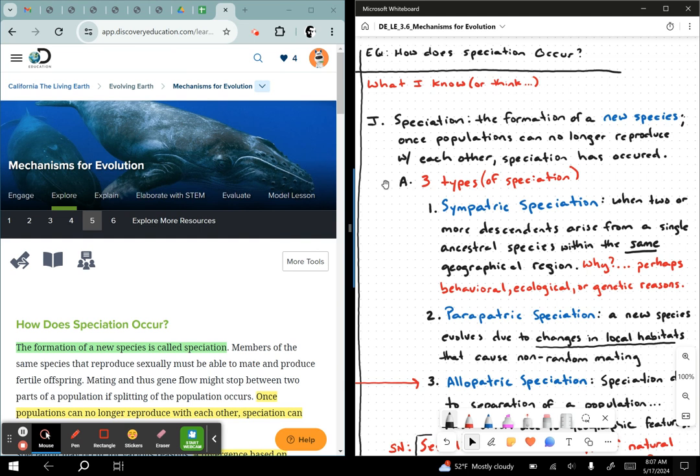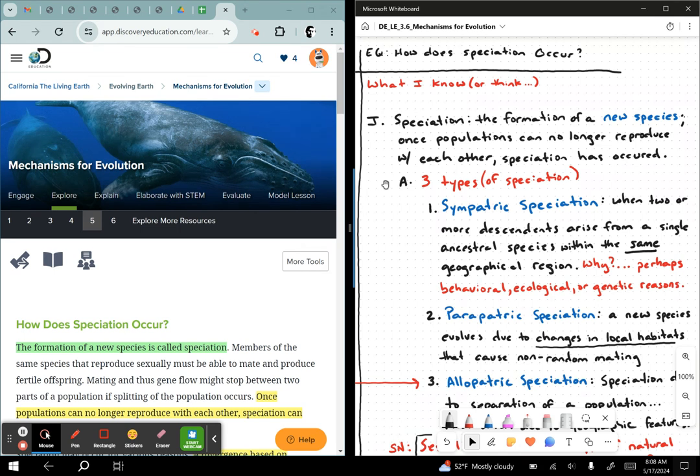And that has to do with the idea that you have several different descendants that came from a single ancestor, and they live in the same geographical area, but for some reason or another, their behaviors have changed. Maybe there's a genetic reason, maybe there's an ecological reason, but they speciate, they change. And the change doesn't happen quickly, the change happens over time.